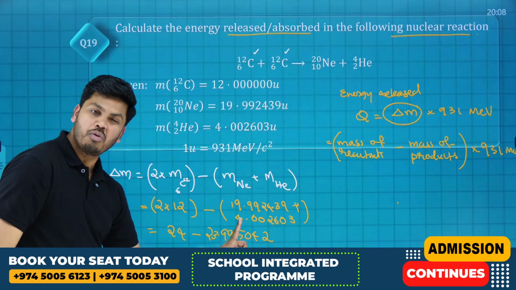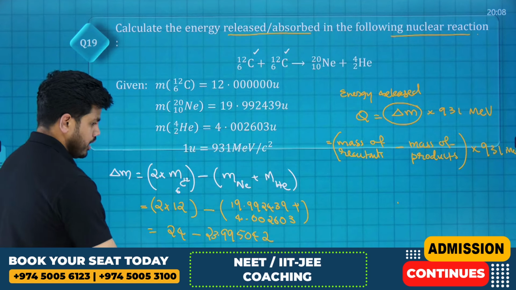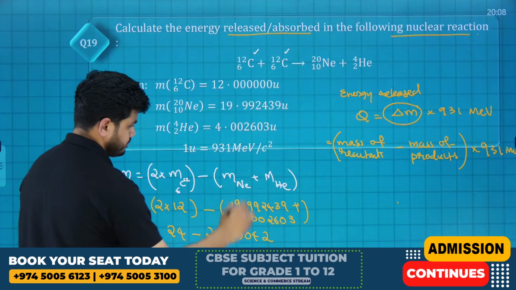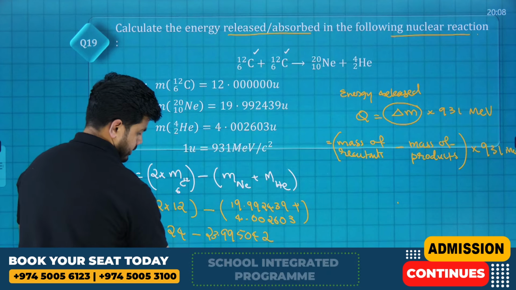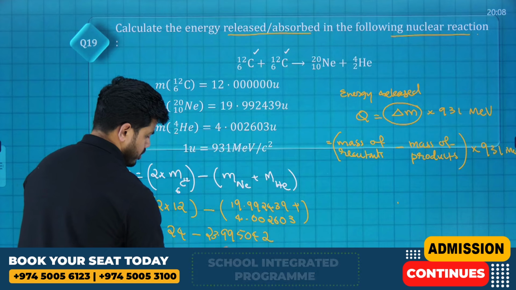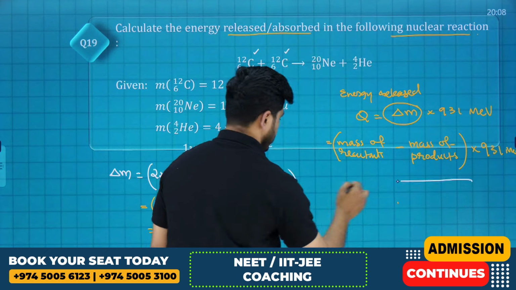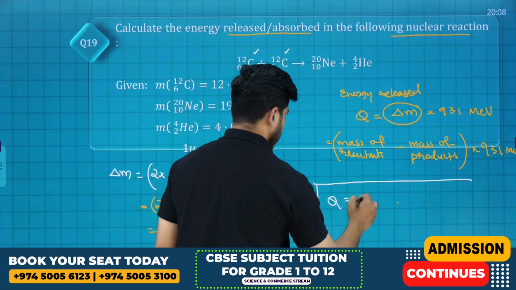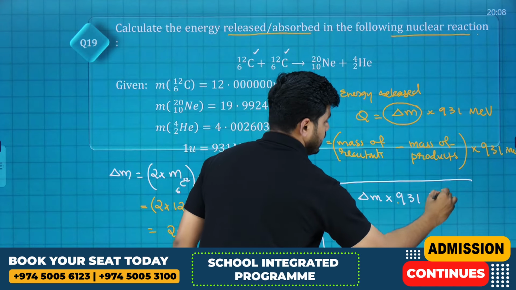There is a small difference between the two, and delta M is going to be positive because 24 is bigger than the other side. So delta M is equal to 0.00498 atomic mass unit. The rest of the calculation is easy. We did the same thing for the binding energy calculation also. Now we have the Q value, energy released. Q is equal to delta M into 931 MeV, mega electron volt.